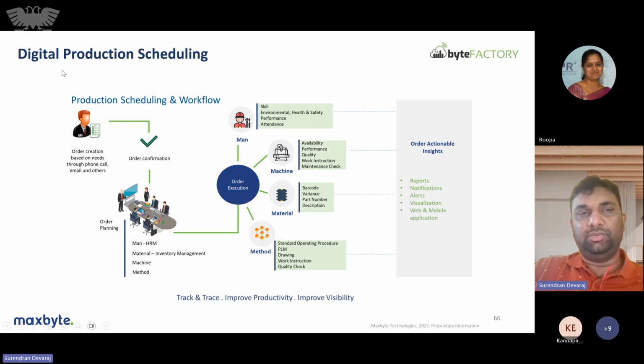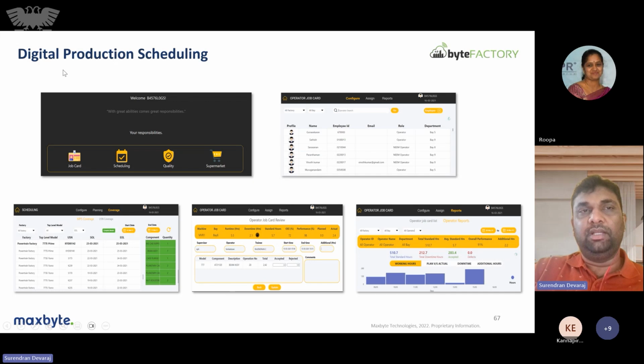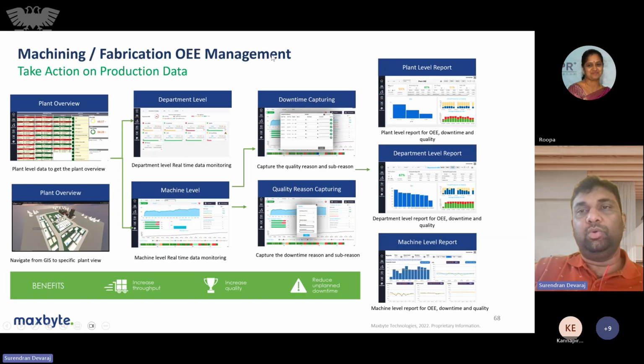This is one such use case for digital production system, and some examples of how digital production scheduling can be done. And as I said, OEE is one of the key and critical aspects of it, where from a plant OEE, we can completely drill down into a department level OEE and then go for the machine level OEE.